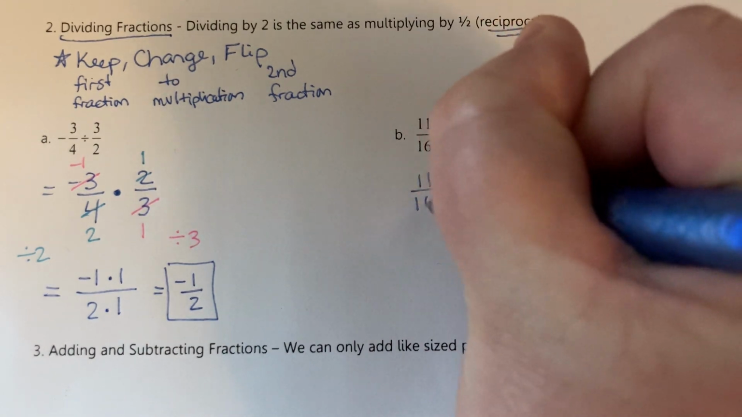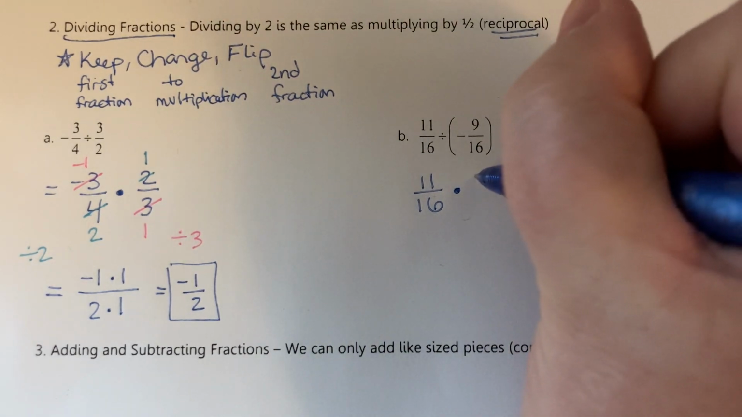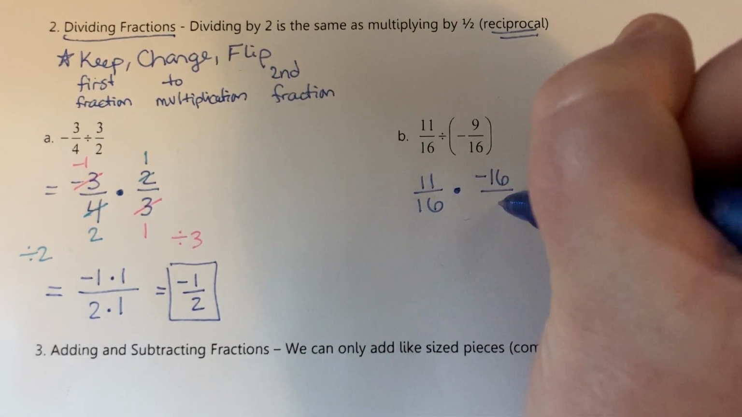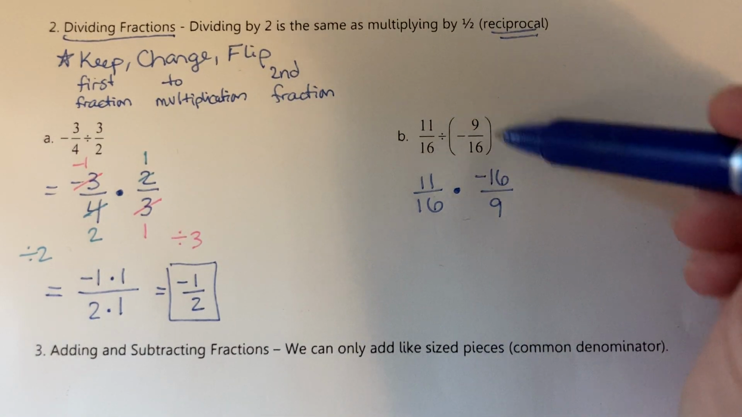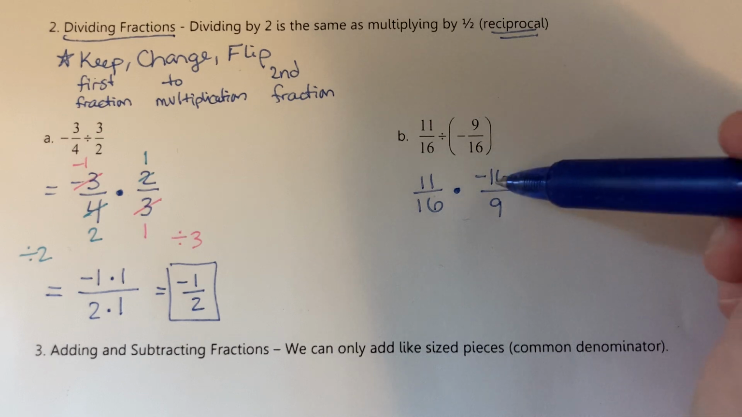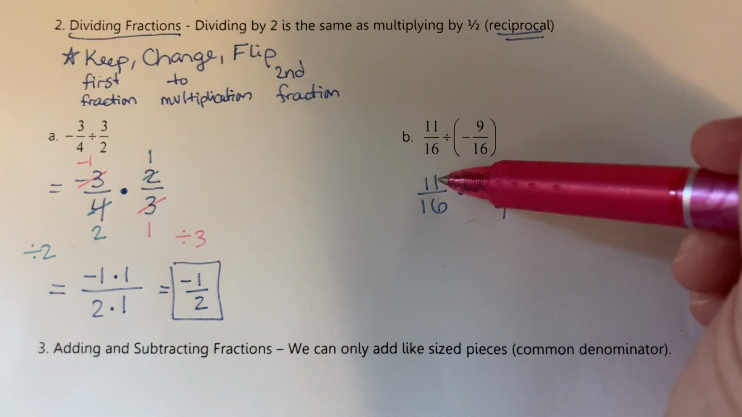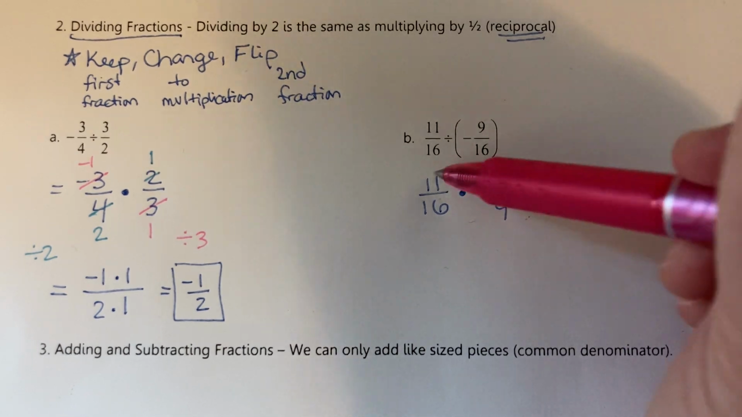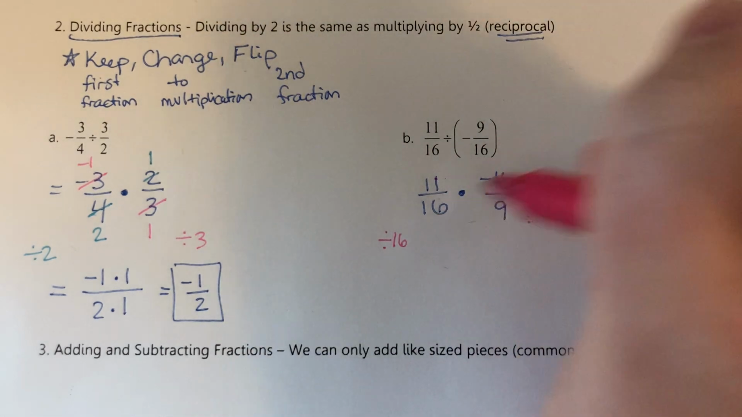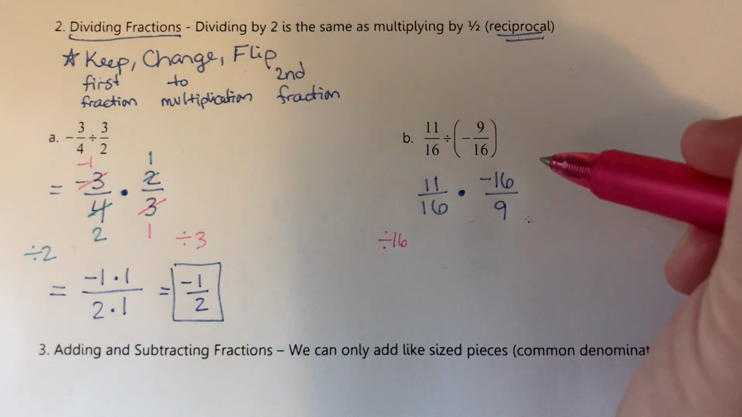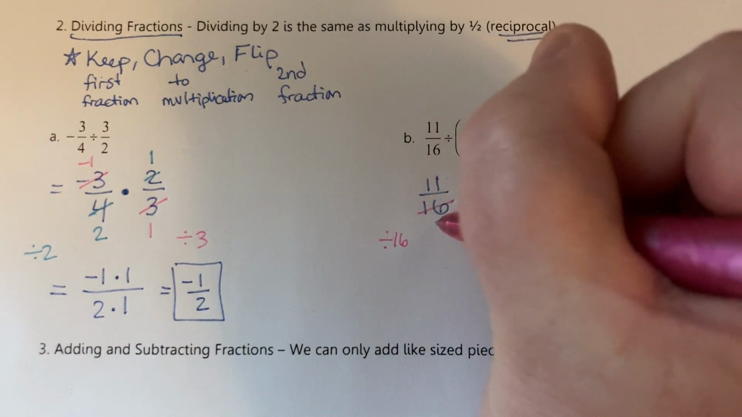So keep the first fraction, change to multiplication, and then when I flip this, I'm putting the negative with the top number. So we're flipping it to 16/9. The negative goes with the top. And now I'm going to reduce. 11 is prime, so nothing's going to divide into 11 and 9. But we can divide by 16 on this diagonal. And this is one of those examples where it makes a big difference, because I don't know what 11 times 16 is. That's a whole mess.